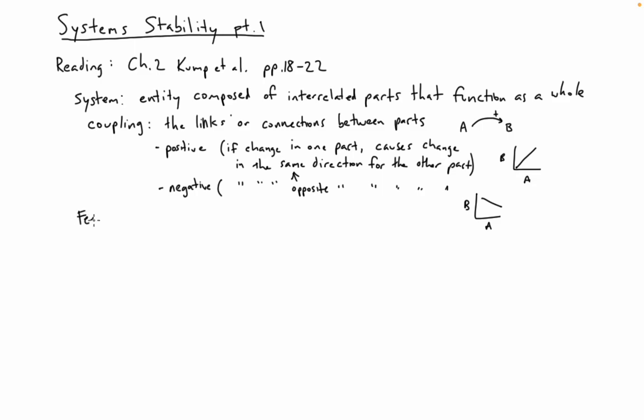So feedback, using this language, is a round trip of couplings. In other words, we start somewhere, it has an effect on something, and one way or the other, maybe there's something else that has an effect on, but we end up back where we started. Okay, so that's what a feedback is.